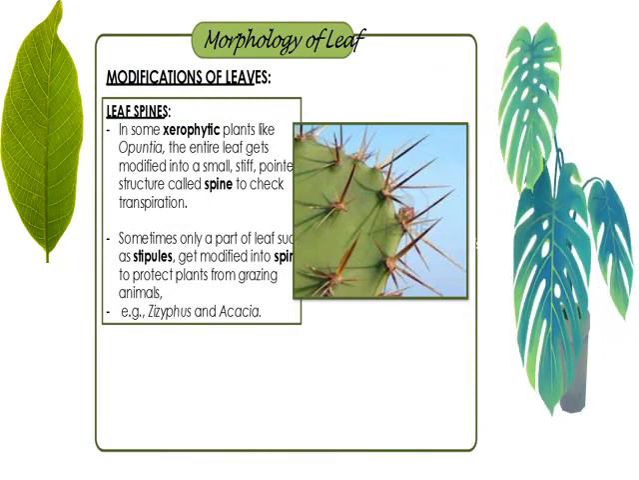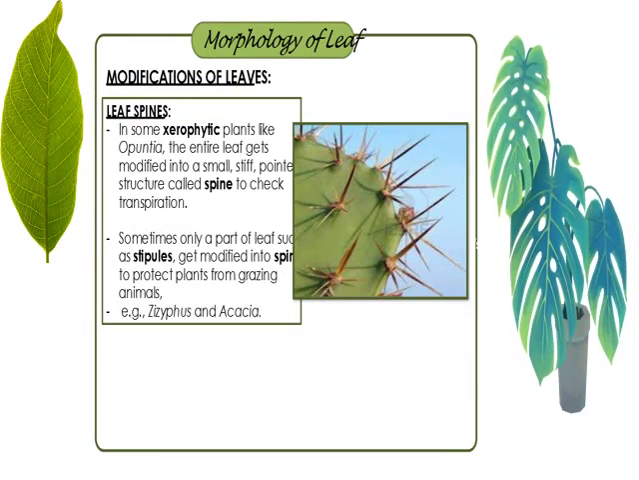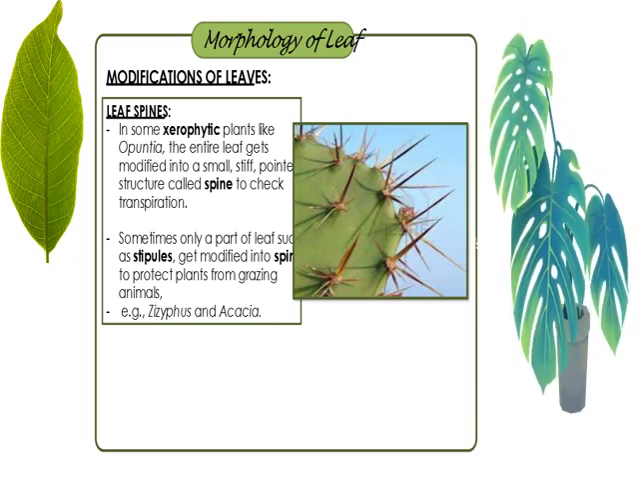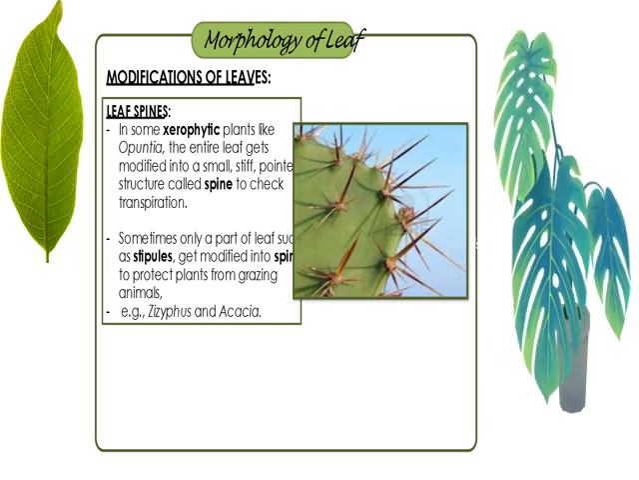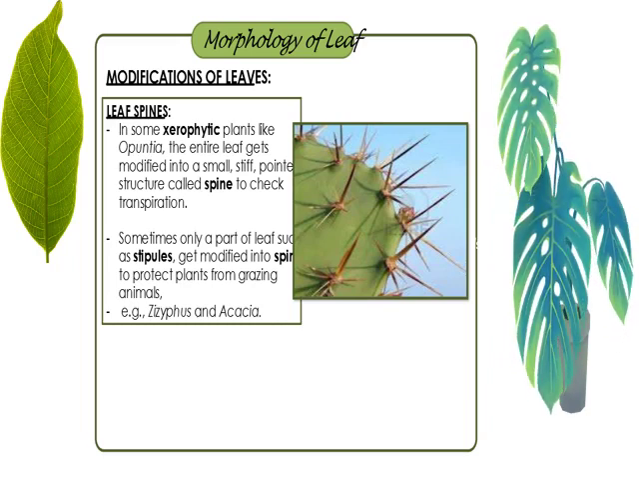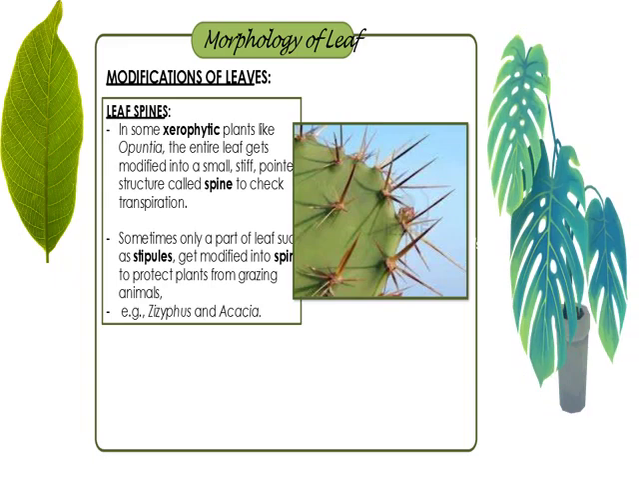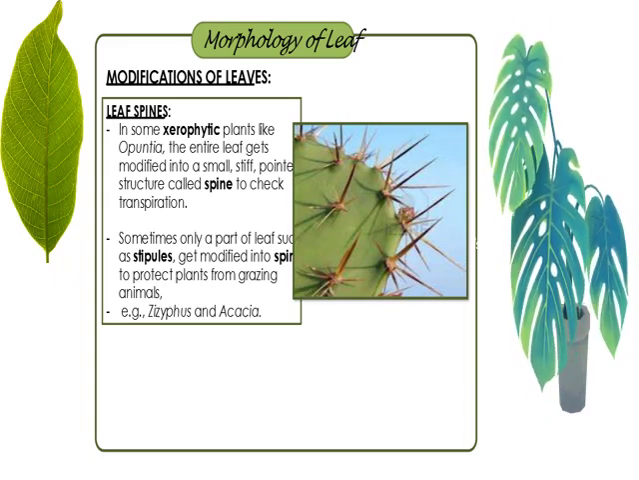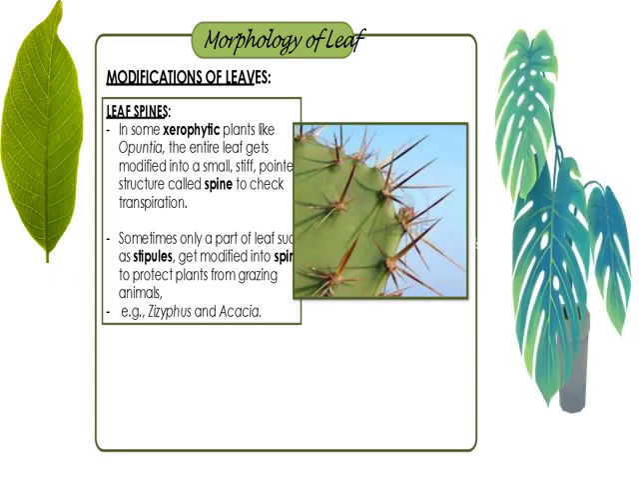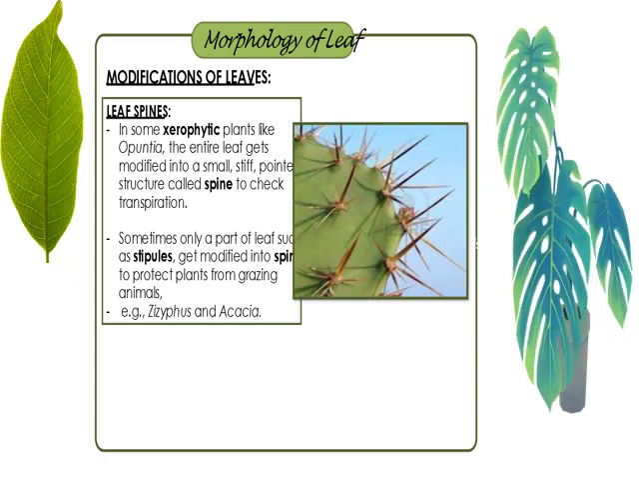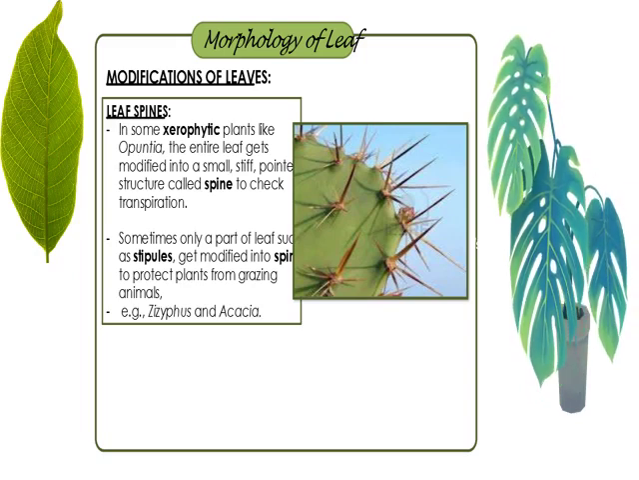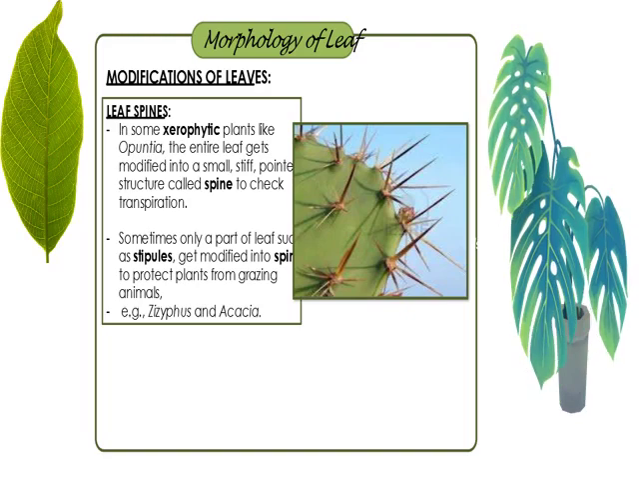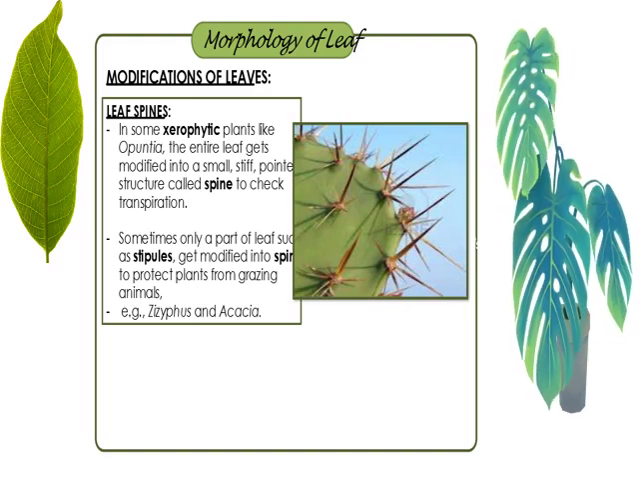Next is leaf spines. These are modifications of leaves. In some xerophytic plants, like Opuntia, the entire leaf gets modified into a small, stiff, pointed structure called a spine to check transpiration. Sometimes only a part of the leaf, that appears as a stipule, gets modified into a spine to protect plants from grazing animals. The examples are Ziziphus and Acacia.